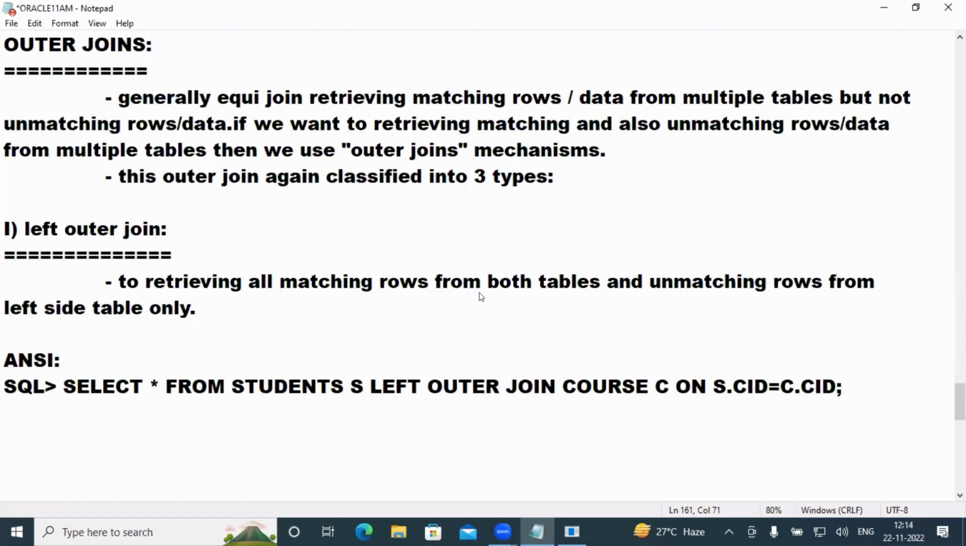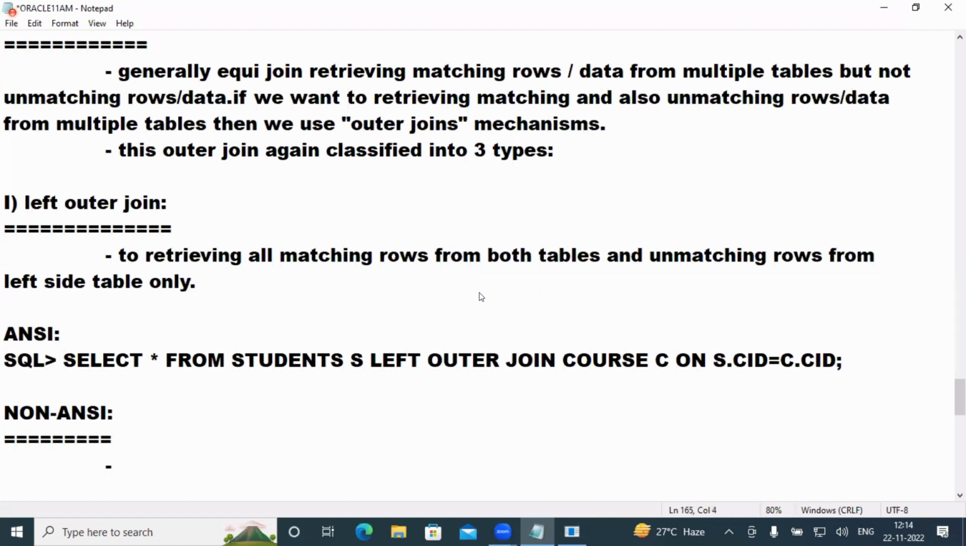Okay. But sir, how to write a non-ANSI format? Here carefully observe. Whenever we want to write outer joins in non-ANSI format, directly we can't write. That's why we want to use one special operator that's called a join operator. Now, what I'm saying here in the non-ANSI, observe.